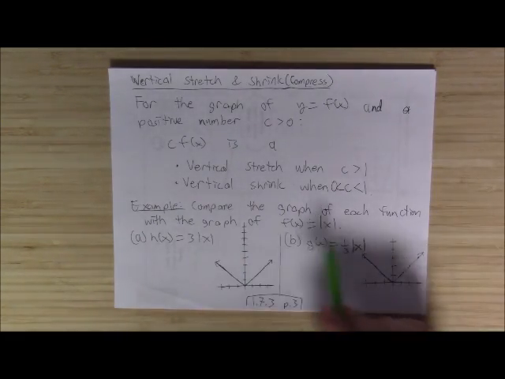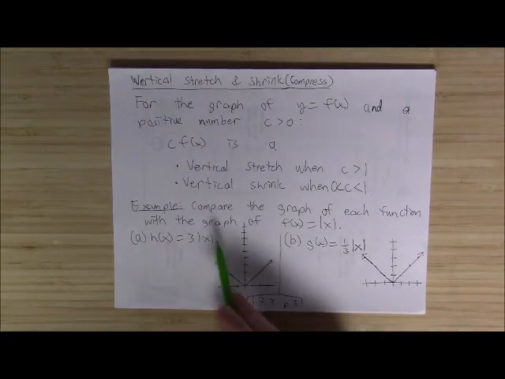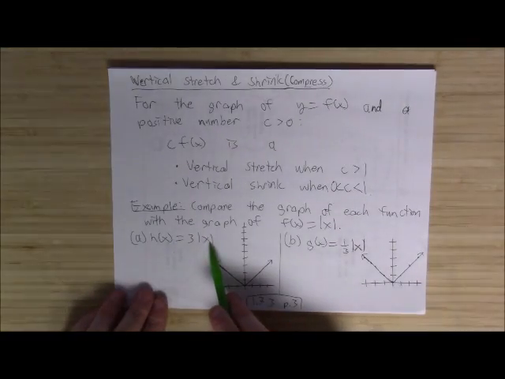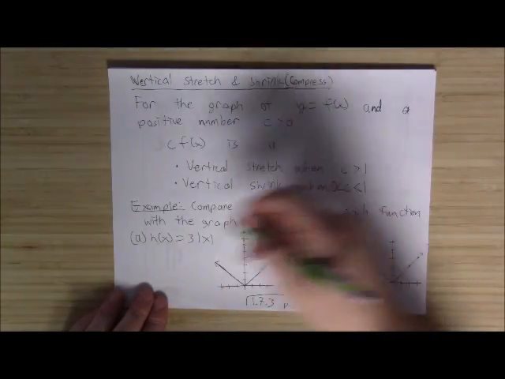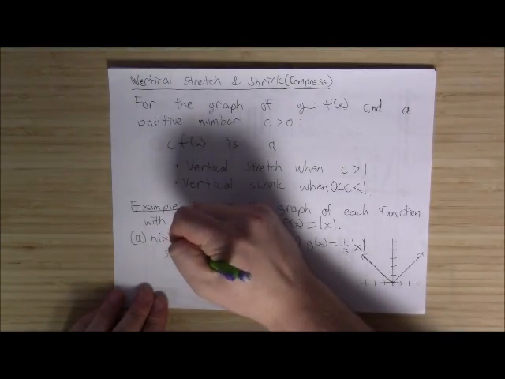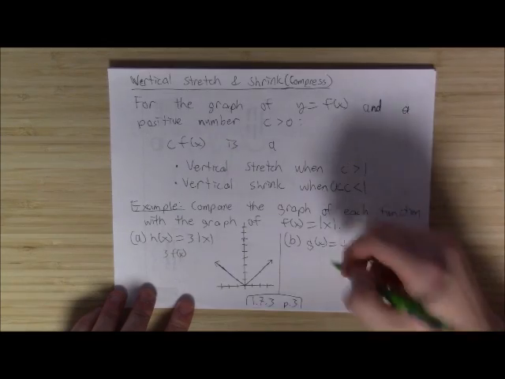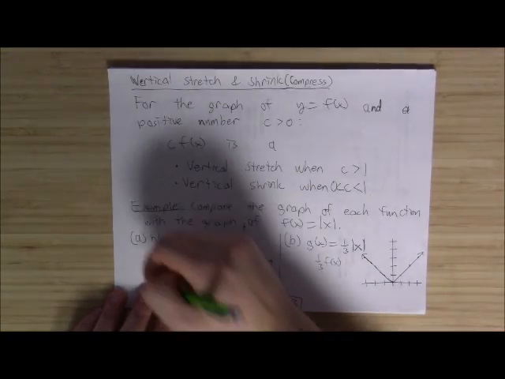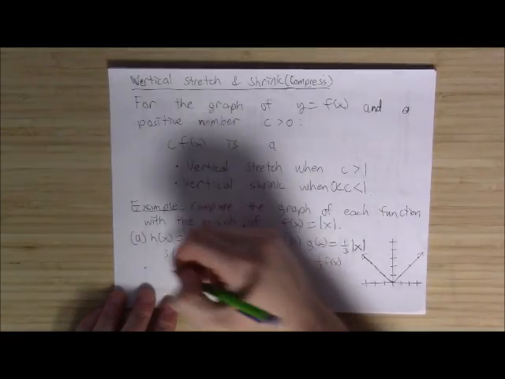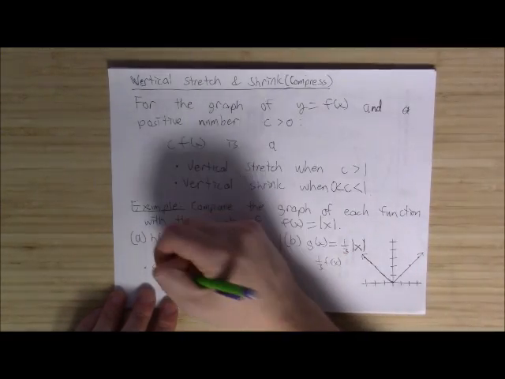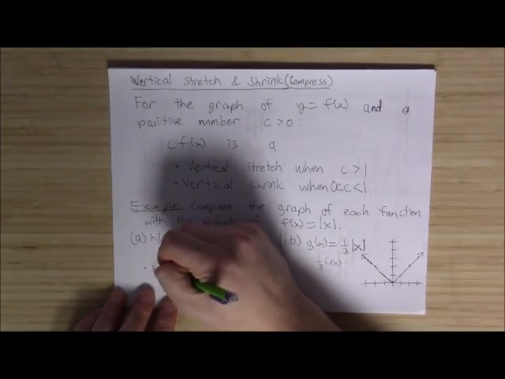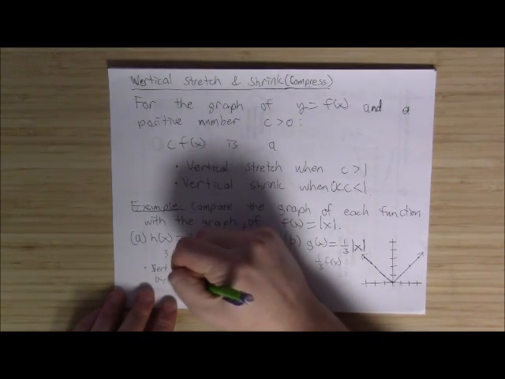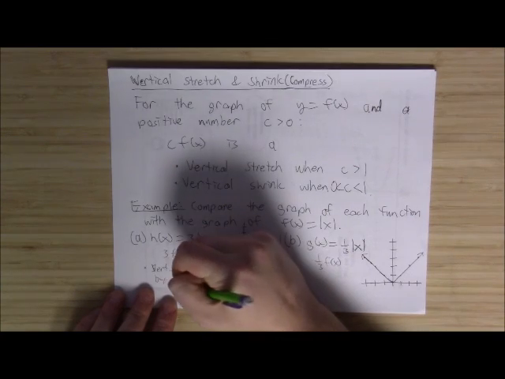So for example, let's compare the graphs of each of the following functions with the graph of f of x equals absolute value of x. Well, here we see that this is really 3 times f of x. And over here, similarly, this is 1/3 times f of x. What that means is this is going to stretch vertically. So vertical stretch by a factor of 3.